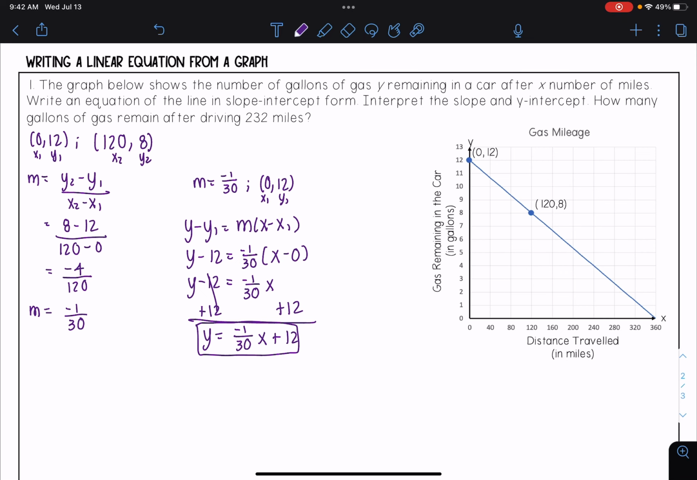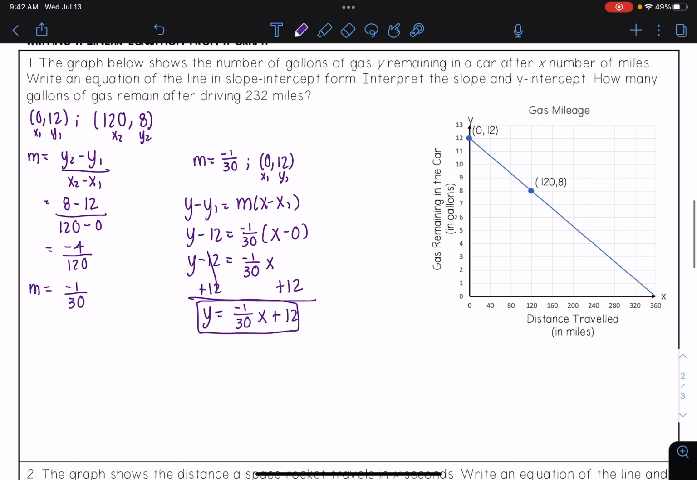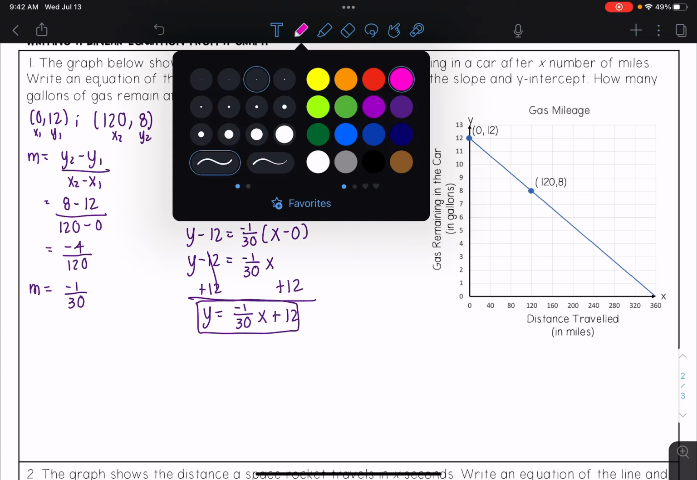So let's answer that first question. And you may have noticed we didn't actually have to do all this work. My (0, 12) here, that is actually my y-intercept. And I have my slope, so I could have automatically gone to my equation y equals negative 1 over 30x plus 12, because I have my slope, and 12 is my y-intercept. So I didn't necessarily have to do all that work, but I want to show you that you can still do that even if you have that information.